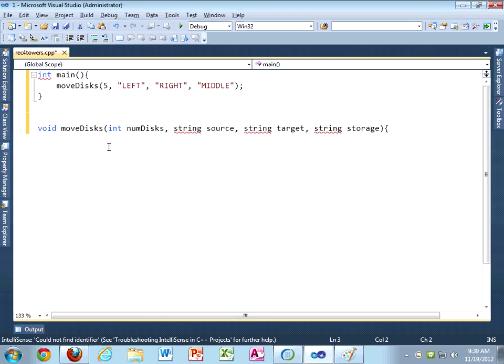That make sense? I still don't know why we couldn't just use left, right, and middle. It makes it a lot easier. Here's why. We need to write a move disks function that can move any number of disks from any pole to any other pole. We don't want to write a function that just moves disks from left to right. Does that make sense? So source could be the middle one, target could be the left one, who knows.